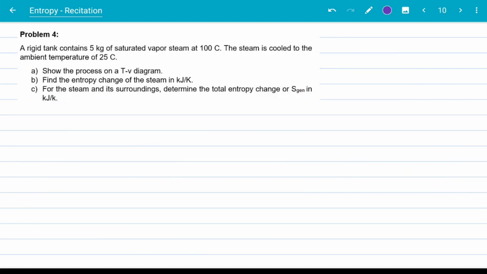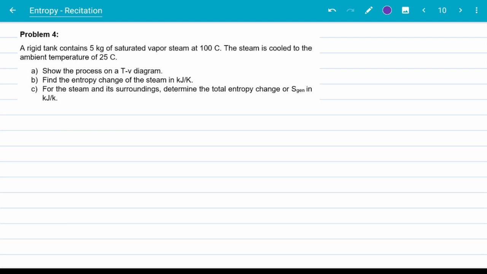Problem 4. We have a rigid tank containing 5 kilograms of saturated vapor steam at 100 degrees Celsius. We let the steam cool down to ambient temperature of 25 degrees. We are asked to first show the process on a T-v diagram and then find the entropy change for the steam and then find the total entropy change, or S_gen, for both the steam and the surroundings.